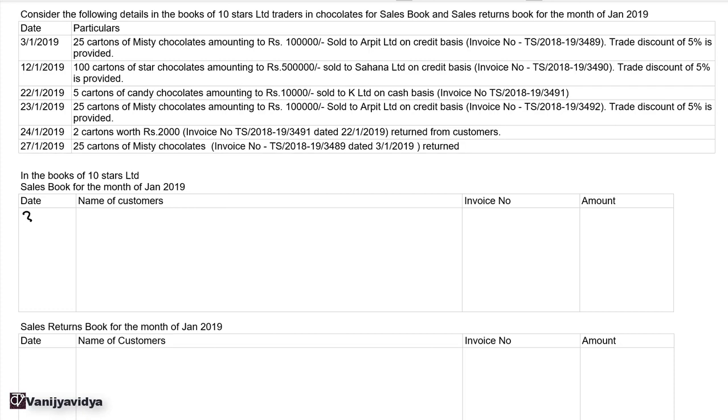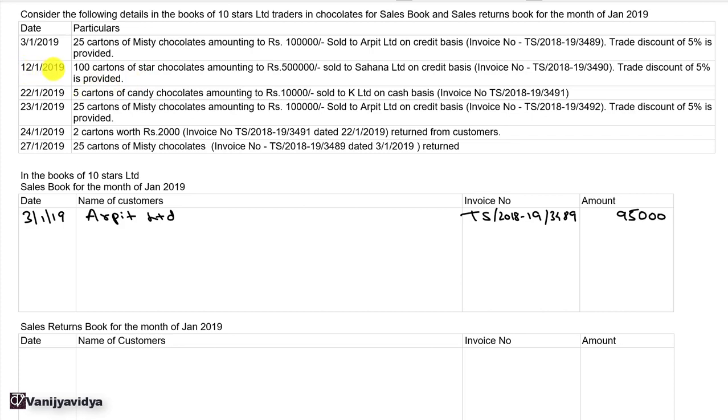So, on 3rd Jan 2019, name of the customer is Arpit Limited and invoice number is TS 2018-19 3489. Amount, the chocolate amount of 1 lakh rupees is the total amount, less trade discount of 5%. So that comes to 1 lakh minus 5% of 1 lakh, that is 95,000.